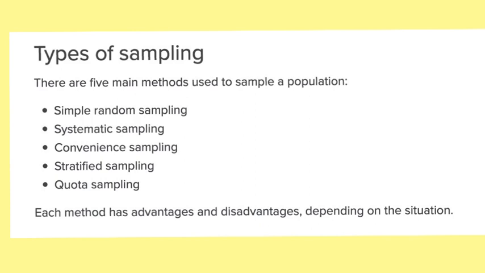There are 5 main methods used to sample a population. 1. Simple random sampling. 2. Systematic sampling. 3. Convenience sampling. 4. Stratified sampling. 5. Quota sampling. Each method has advantages and disadvantages depending on the situation. We will now take a closer look at each one.